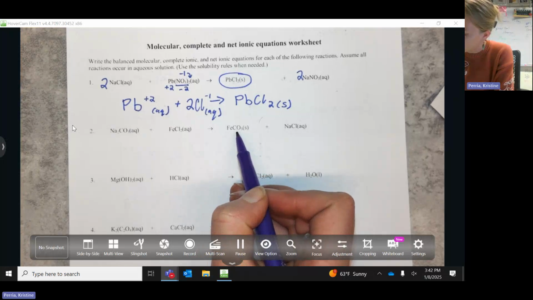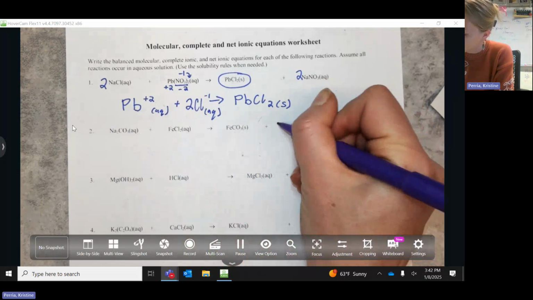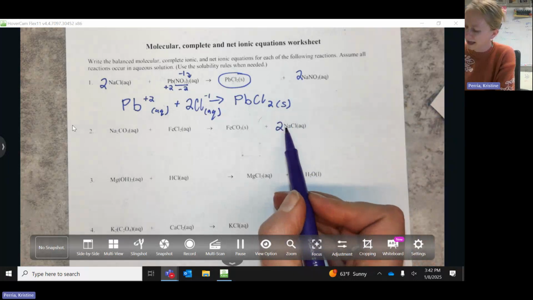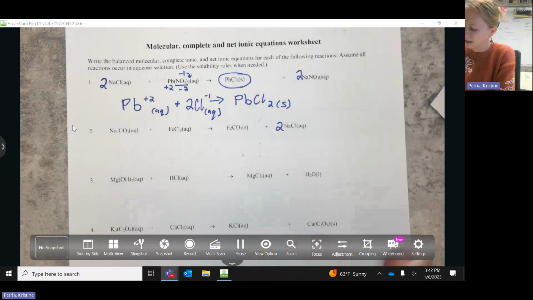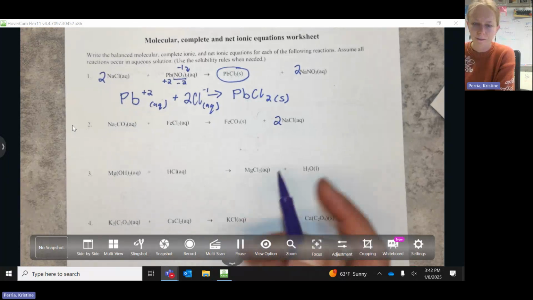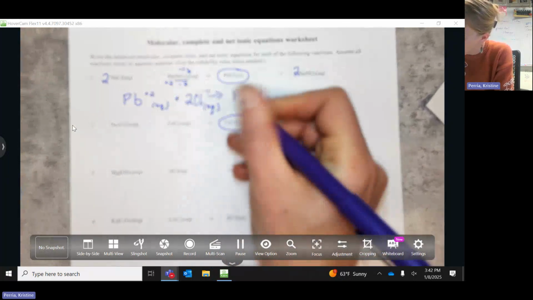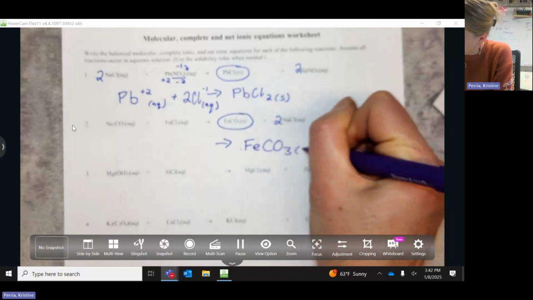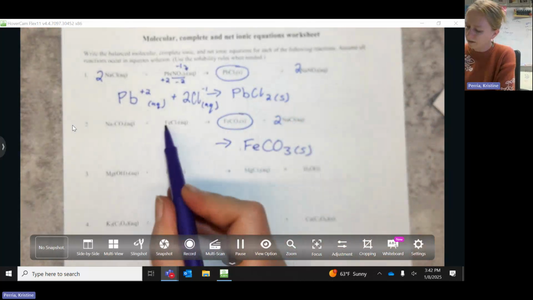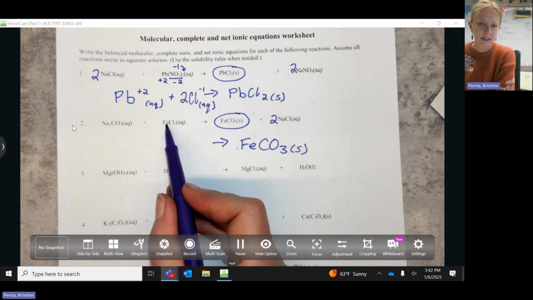So next one, we are going to balance it first. I see we have two chlorines here, but only one chlorine here, so I'm going to put a 2 in front. Now my Nas are good. I have one CO3, one CO3, one Fe. So that's all I need. It's just that 1, 2. And then I'm really going to focus on this solid, so I'm going to write that first. So FeCO3 solid.